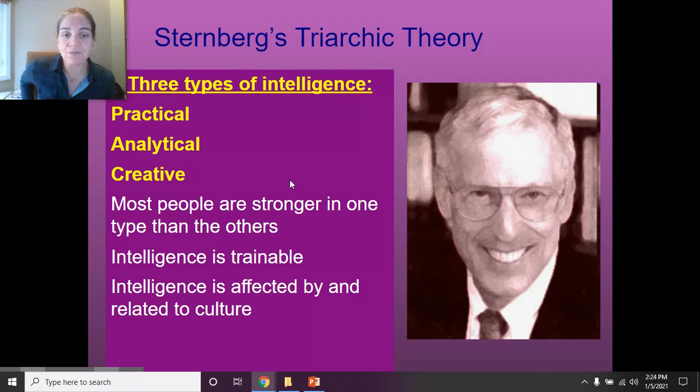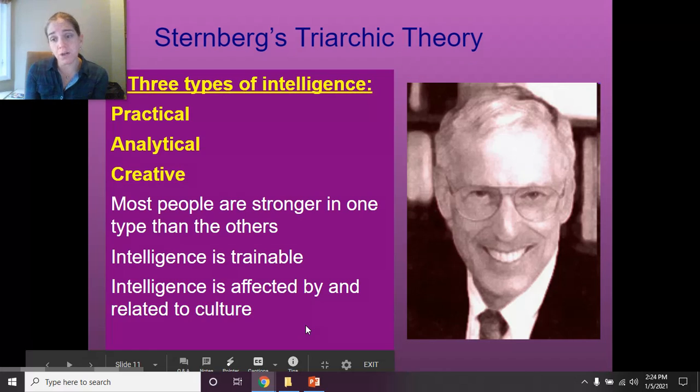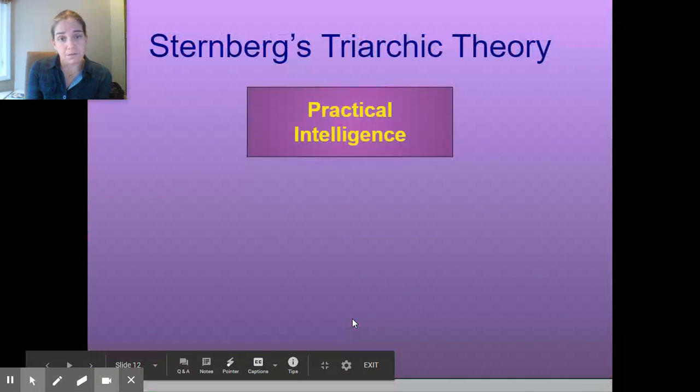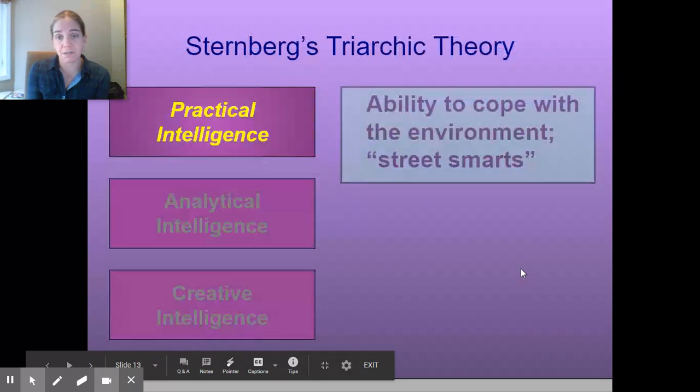Okay, and in his research, he found that, in contrast to ideas about g, people tended to be better in one type of intelligence than another. He also believed that intelligence was trainable, and a lot of research, as I said, really does support that in the modern era. And that intelligence, of course, is culture bound. What is considered to be intelligent in one culture is not necessarily intelligent in another. Let's go through each of these.